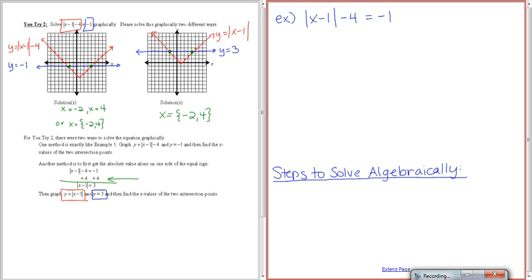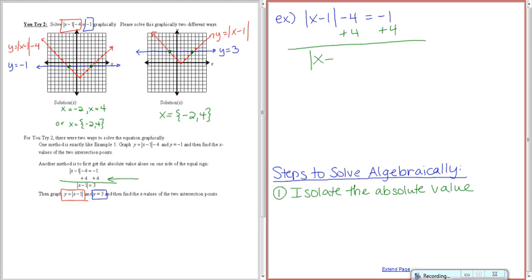For try number 2, our equation had the absolute value of x minus 1, then a -4 equals -1. The first step to solve this equation algebraically is going to be to isolate the absolute value. What that means is we need to get the absolute value by itself. In this equation, we would add 4 to both sides of the equation to get the absolute value symbol by itself.